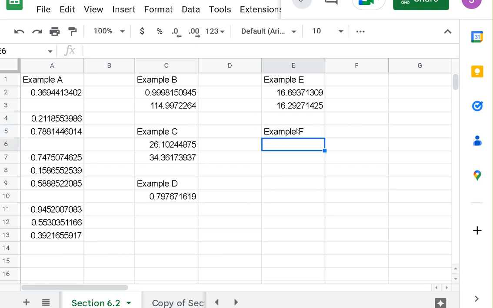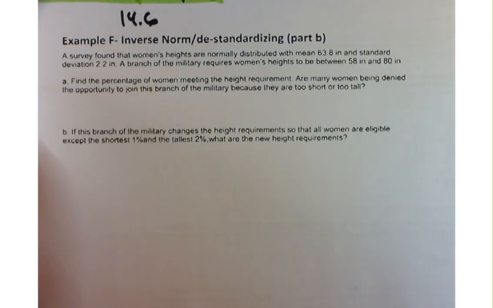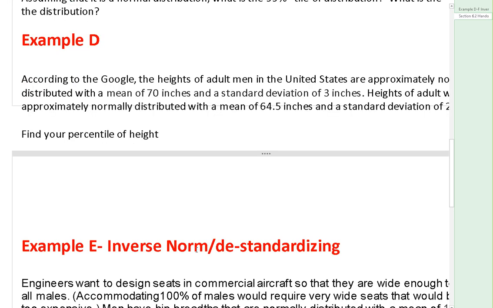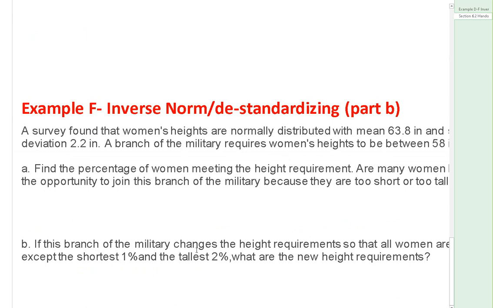And this is a two-parter. Let me look at it here. I think this will be a little easier to see.